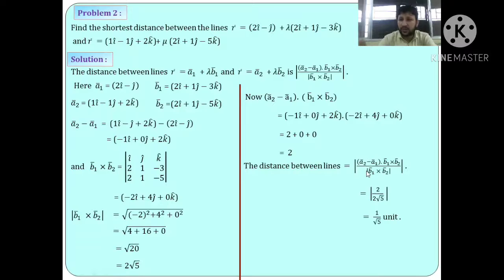In the next video, I will explain how to get the shortest distance between lines if the lines are expressed in Cartesian form. Today we stop here.